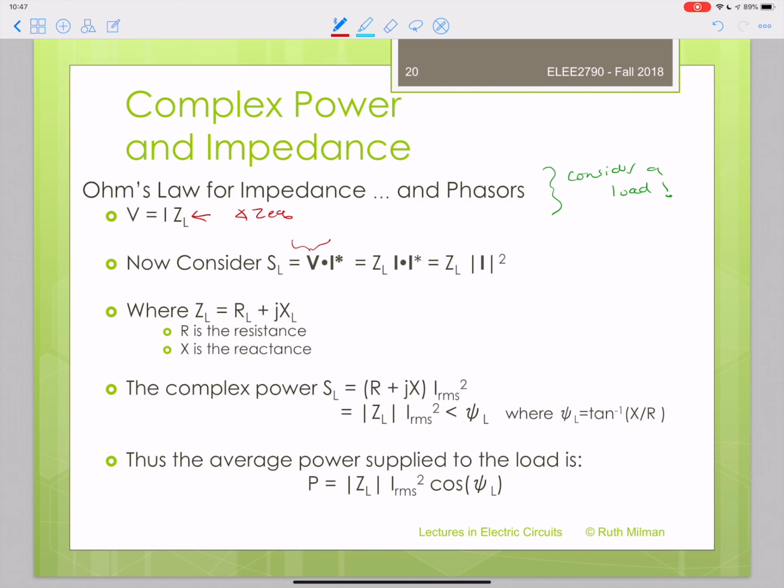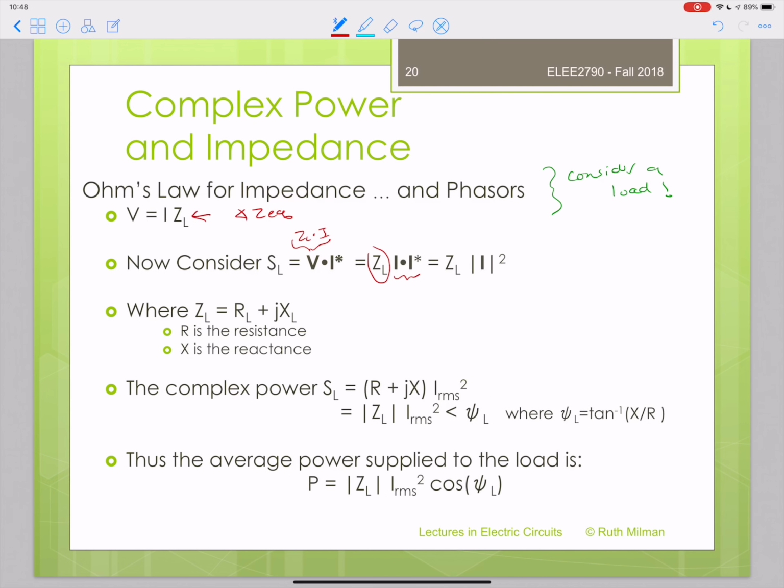Now that's interesting because V, if you look up above, is simply equal to the impedance times the current phasor. So you can actually expand that out and you end up with your impedance multiplied by the complex conjugate of your current times your current itself, which simply gives you your phasor for your load multiplied by the magnitude of your current phasor squared. Well, what that really means is that the only thing you need in order to understand that phase shift angle is you need to understand the complex impedance of the load.